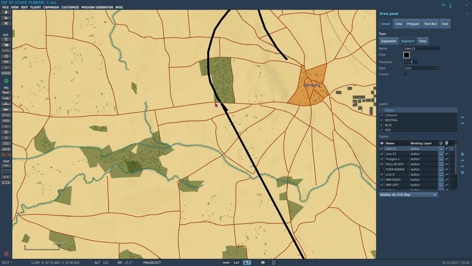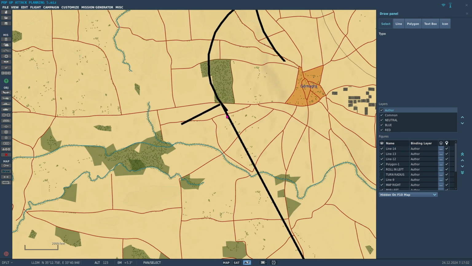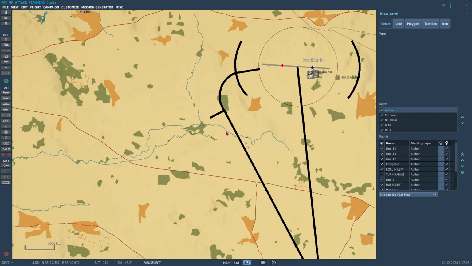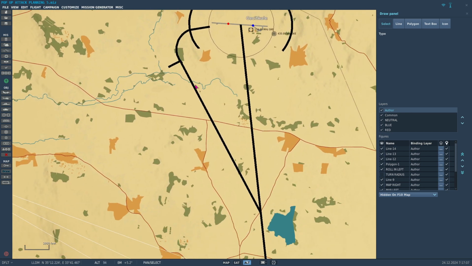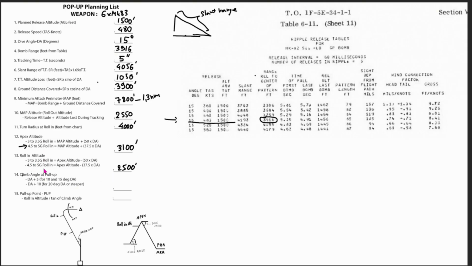And now we have almost finished the ground track. Now it's time to put the tick marks. This tick mark here is for the rolling point, where I should add some information later on. And now in this direction I need to find out the pull-up point. In order to do so, I need to go back to my planning list to find the number I need, which is not calculated yet. So first I need to decide on the climb angle.